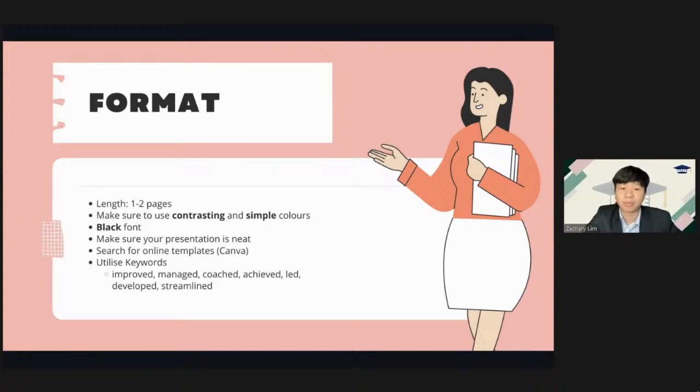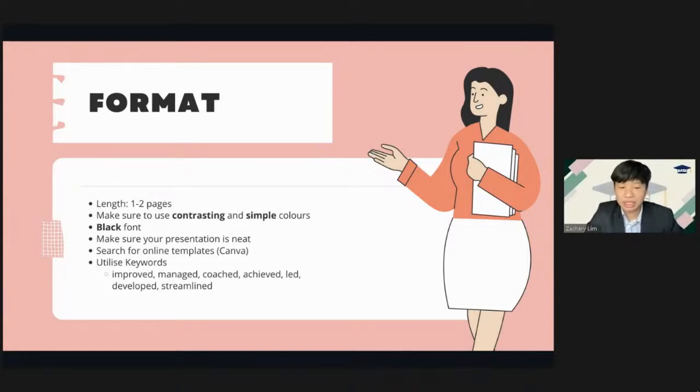So the next thing is to make sure your presentation is neat. It's not really something that you need to worry about, because with technology now, you can use Canva, or even Microsoft Word, to use a template for your CVs. You just have to make sure that it looks presentable, or otherwise you can just follow the template exactly. It doesn't matter.